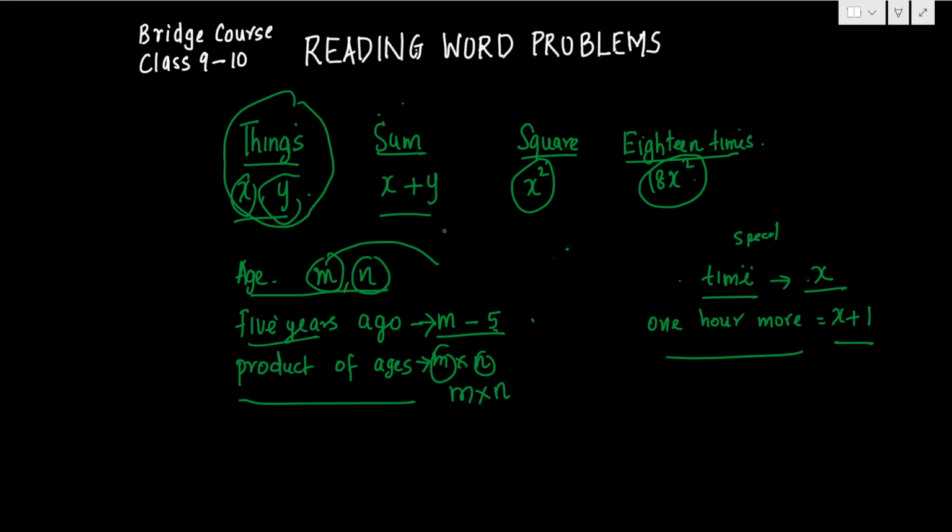Okay, thanks for watching this video. You may have a certain method that you follow, but if you break it into small pieces, if you identify the things first and try to attach whatever is related to the thing, the sum or the square or the number of times, or 5 years ago or whatever it is, it is a lot easier to frame the equations.